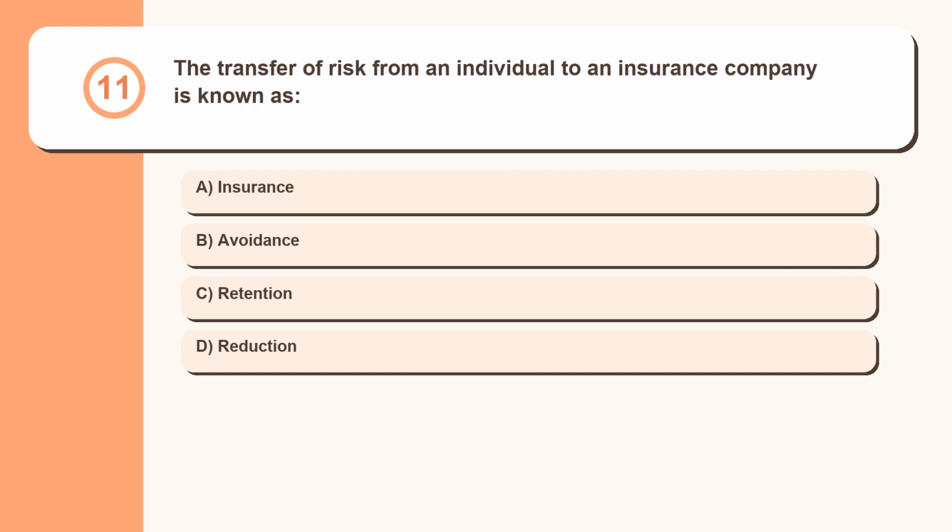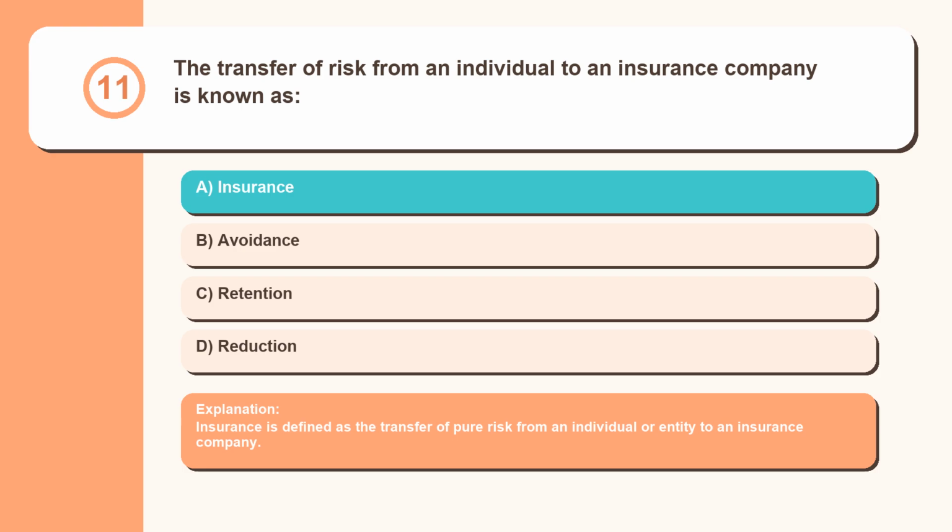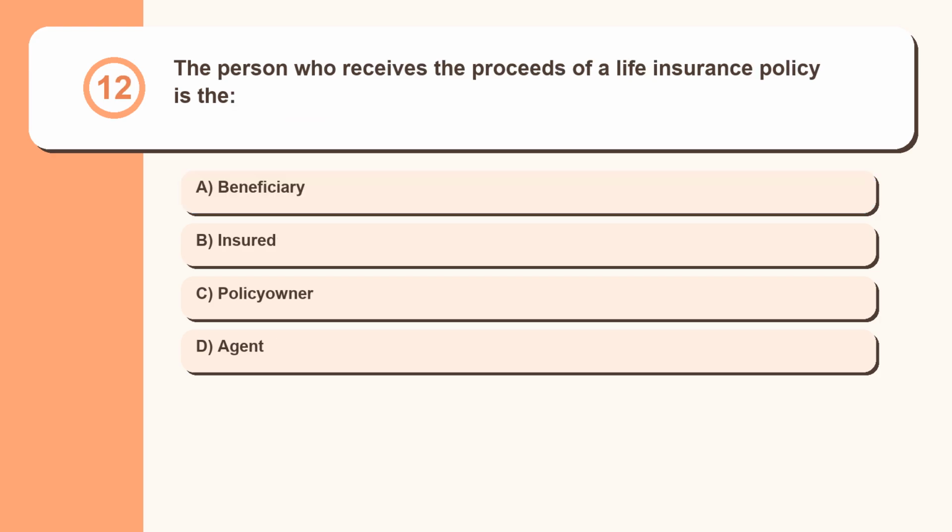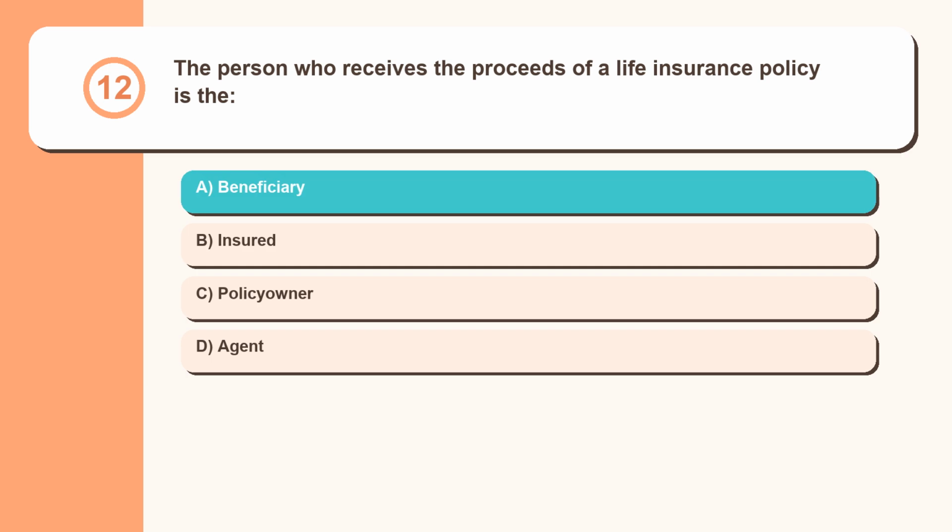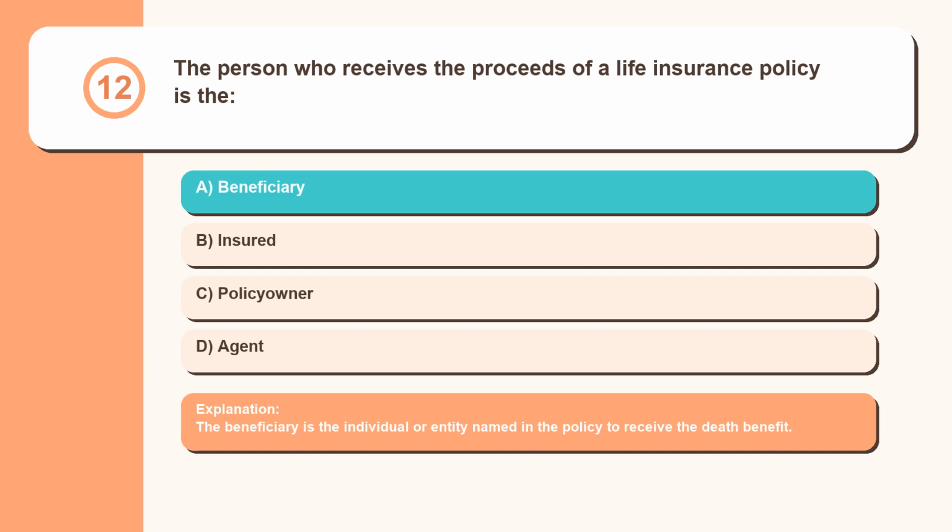Question 11. The transfer of risk from an individual to an insurance company is known as: insurance, avoidance, retention, reduction. Insurance is defined as the transfer of pure risk from an individual or entity to an insurance company. Question 12. The person who receives the proceeds of a life insurance policy is the: beneficiary, insured, policy owner, agent. The beneficiary is the individual or entity named in the policy to receive the death benefit.